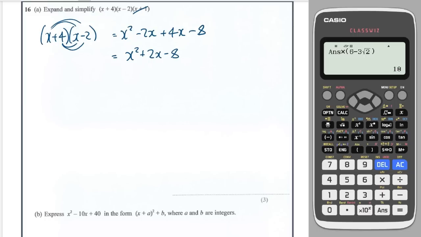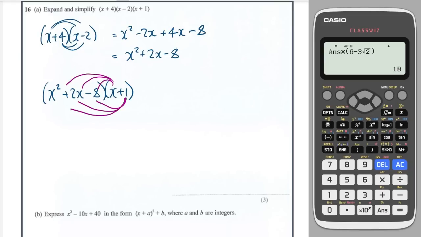And now I can multiply that by the x plus 1. So I write it out like this, and I write x plus 1 here. And then I multiply x by everything in here, and I multiply 1 by everything in there. So doing the x's first gives me x cubed plus 2x squared minus 8x. And then doing the 1's next, I get x squared plus 2x minus 8.